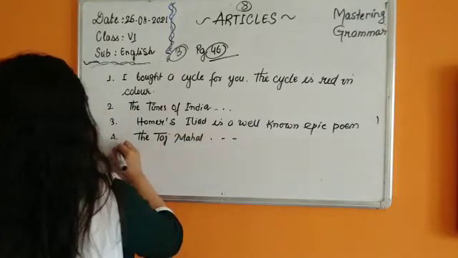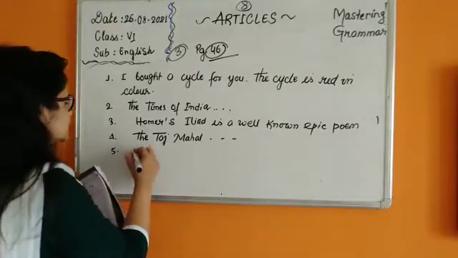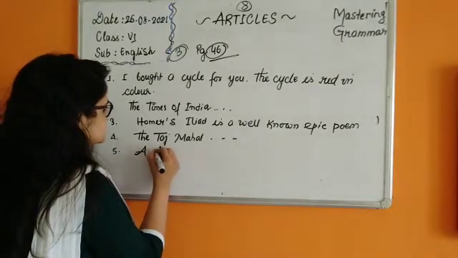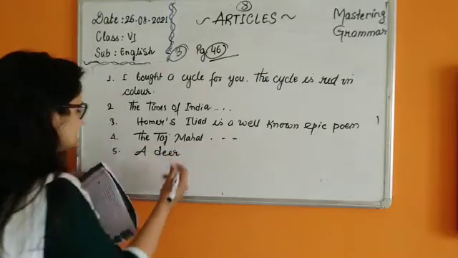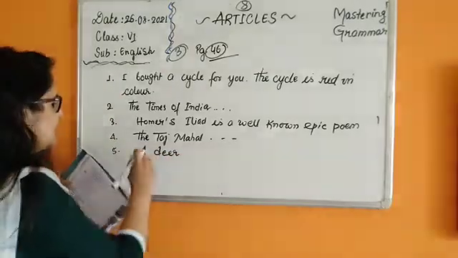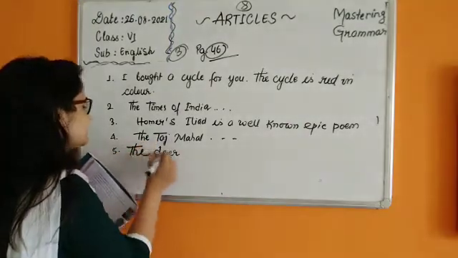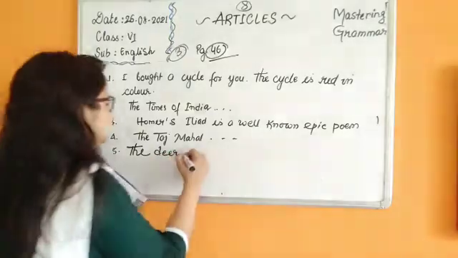You have to write the whole sentence. Number 5, deer is a timid. So a or deer? I am specifying, I am generalizing. Actually, we cannot use a here, we have to use the. I am specifying the class. So, the deer is a timid creature.